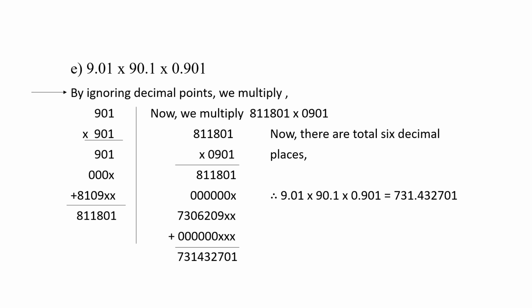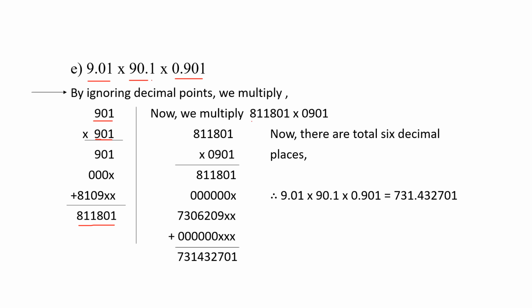Okay, now let's see each one. 9.01 into 90.1 into 0.901. So remember, the first step is always by ignoring decimal points we'll multiply. Okay, so first I'll multiply the first two numbers, that is 901 into 901. Okay, so if I'll multiply these two numbers, we'll be getting answer as C, 811801.